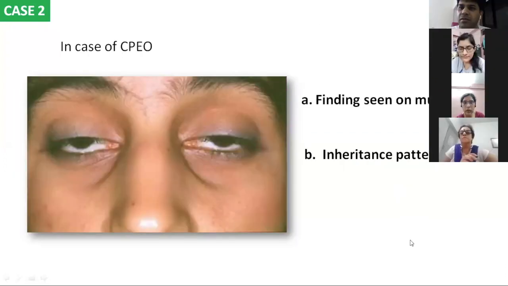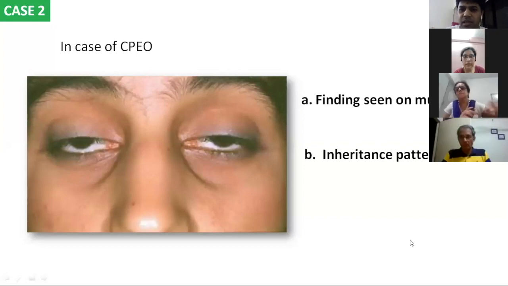In a case of CPEO, what is the finding seen on the muscle biopsy? What is the finding that we get on the muscle biopsy, and what is the inheritance pattern of this disease? The inheritance pattern is autosomal dominant. And the biopsy finding? Anyone else? Muscle dystrophy.